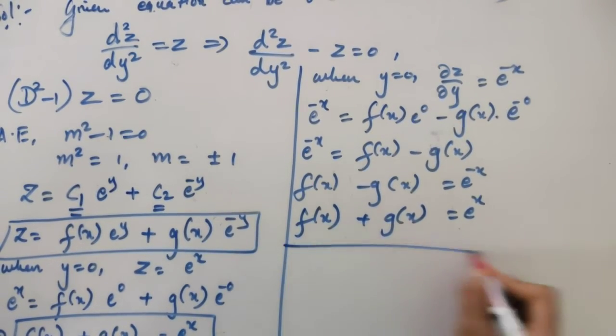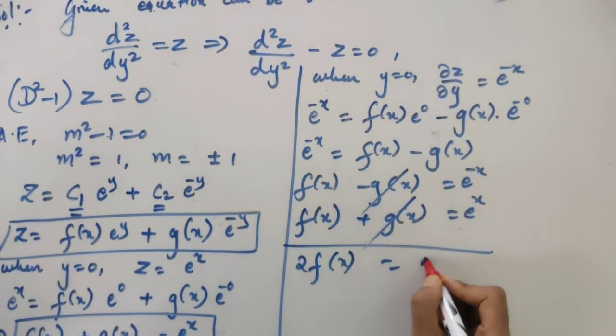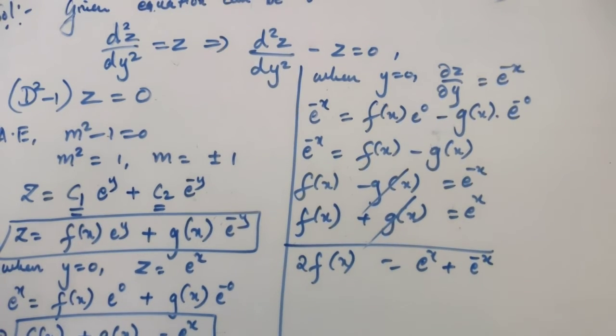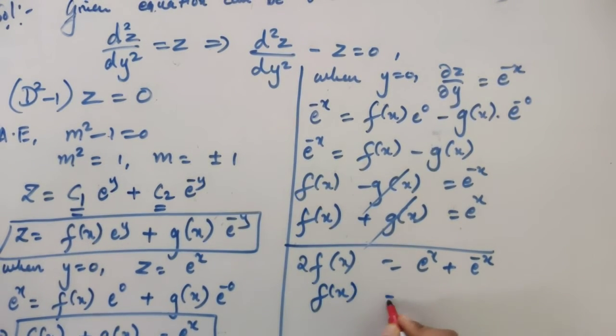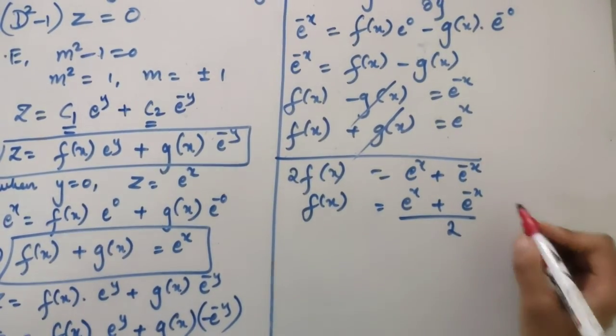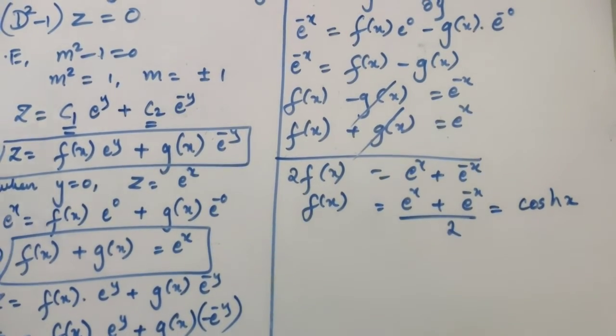Okay, now simply add the two equations. You see the two are getting cancelled. 2 times f of x is equal to e to power x plus e to power minus x. Or your f of x is e to power x plus e to power minus x divided by 2. Yes or no? Yes. And what do you mean by this? It is cos hyperbolic x. F of x is cos hyperbolic x.